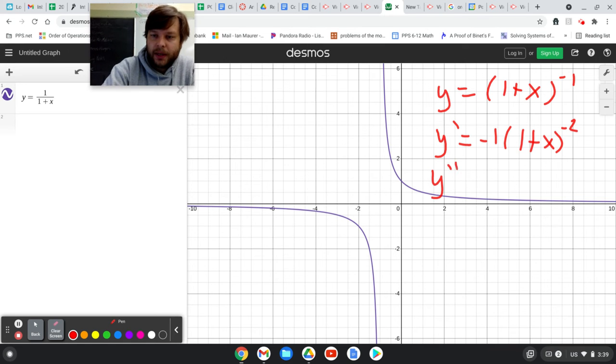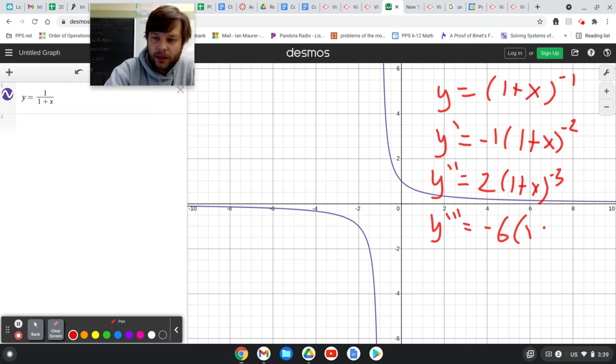So then y double prime is going to be positive 2 times 1 plus x to the negative 3. Y triple prime is negative 6 times 1 plus x to the negative 4. Y quadruple prime is 24 times 1 plus x to the negative 5.